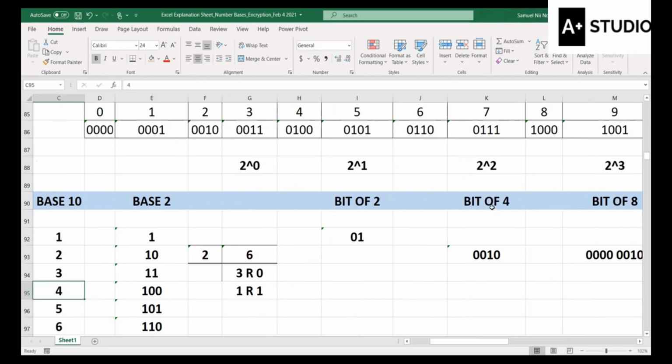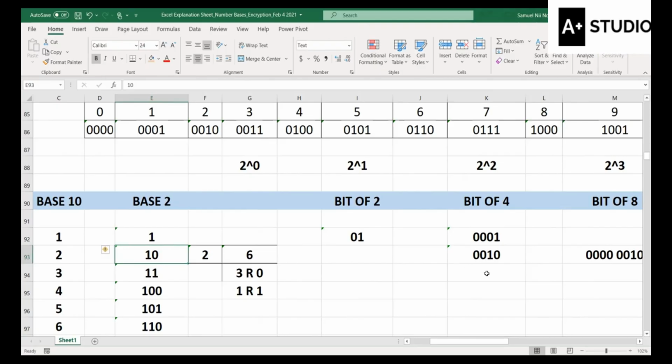Now let's go to a bit of 4. That is 2 raised to the power 2. So this number 1, if we want to express it in a bit of 4, it means we are going to add 3 zeros in front. That will give you 0001. That's what BCD was going to use. So the number 10, you add 2 zeros in front, so 0010.